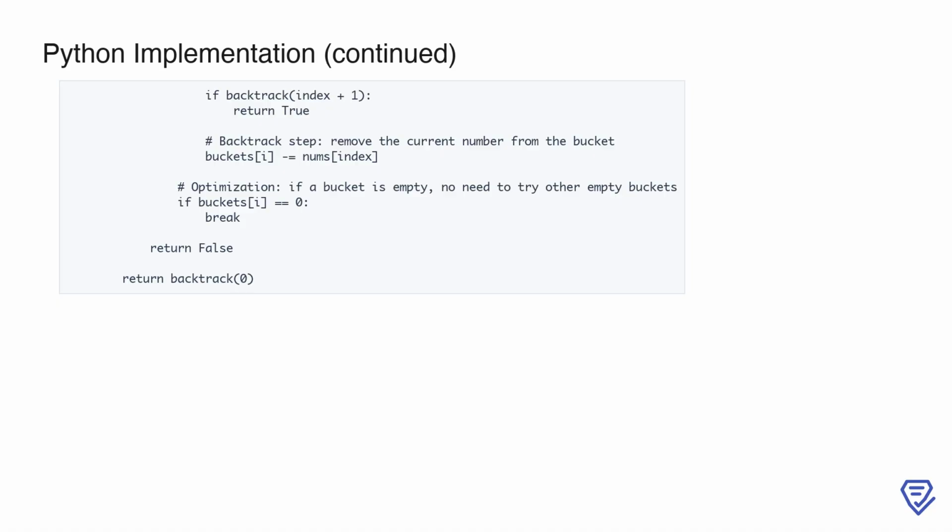For optimization, if a bucket is empty and the current number doesn't fit, there's no point in trying other empty buckets, so we break the loop early. If no valid configuration is found after trying all buckets, the function returns false. Finally, the initial call to backtrack(0) is made, starting the recursive process to determine if the array can be partitioned into k equal-sum subsets.